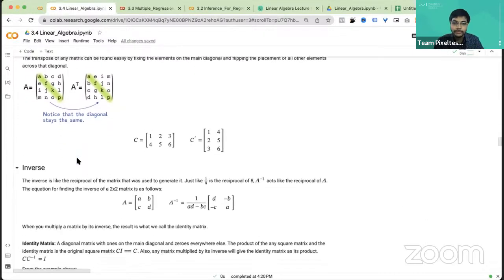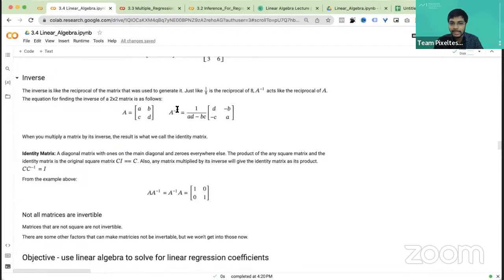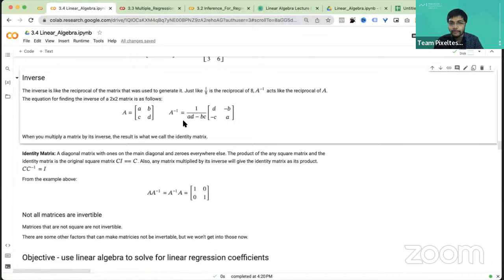That is transpose. And inverse is going to be an equation, right? If you remember, A inverse is equal to 1 by (AD minus BC) into the matrix D, minus B, minus C, A. So this is an equation, if you're familiar, if you recollect. How many of you recollect reading or learning about A inverse?